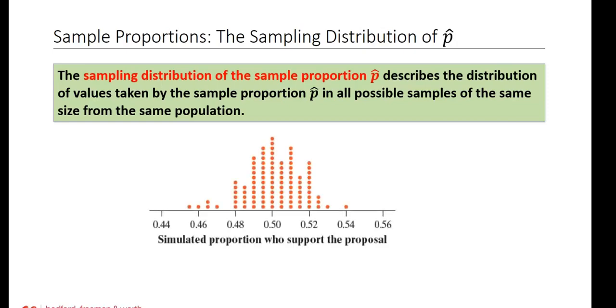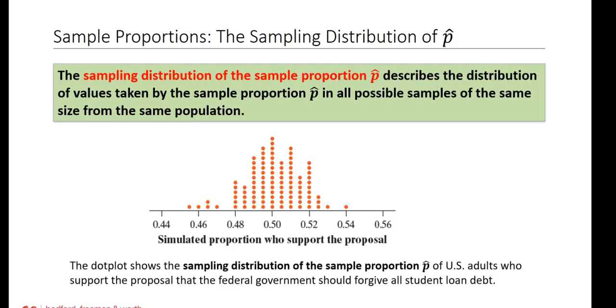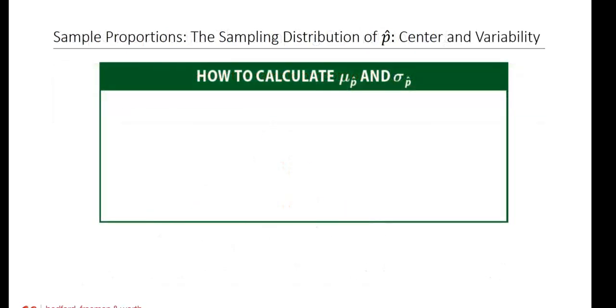So here's an example of the sampling distribution of simulated proportions who support this particular proposal. It looks like around 50% of folks tend to support it. The proposal is, do you think that the federal government should forgive all student loan debt? So about 50% think that we should.